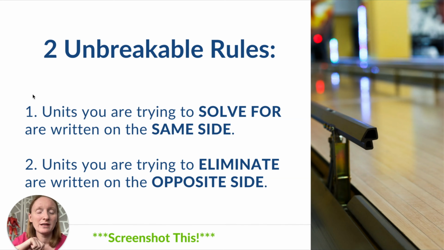So rule number 1, units you are trying to solve for are written on the same side, either top side or bottom side. That means that if you are solving for milliliters per hour, then somewhere on the top, you also have to have milliliters, and somewhere on the bottom, you also have to have hour. You can have the 2 that you're solving for. You cannot plug in any other Halloween costumes that are milliliter or hour other than those.